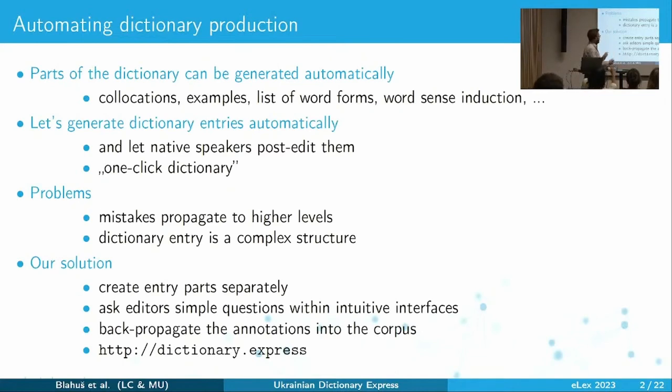Let's first create the headword list, then the list of collocations, then examples, then probably some definitions and so on. I will explain this in more detail. And ask the editors just simple questions within simple web interfaces so that they can work faster and don't need special education. We now call this procedure Dictionary Express. The other difference that I didn't mention before is that we backpropagate the annotations back into the corpus, so that the next round doesn't contain the errors from the previous level.